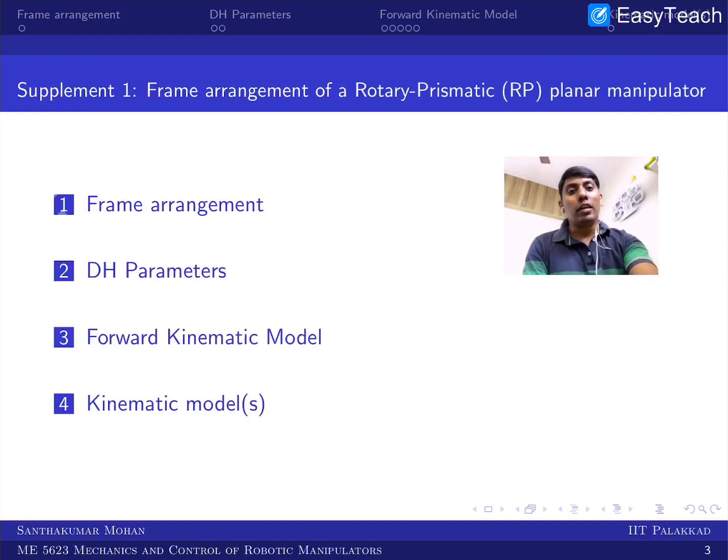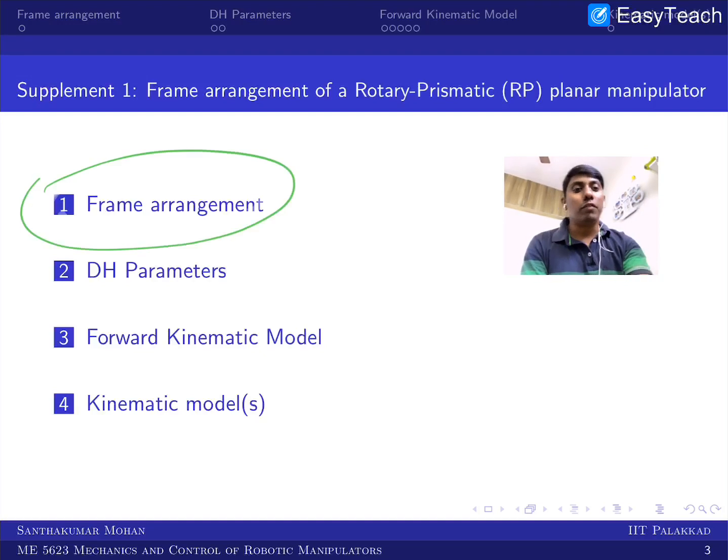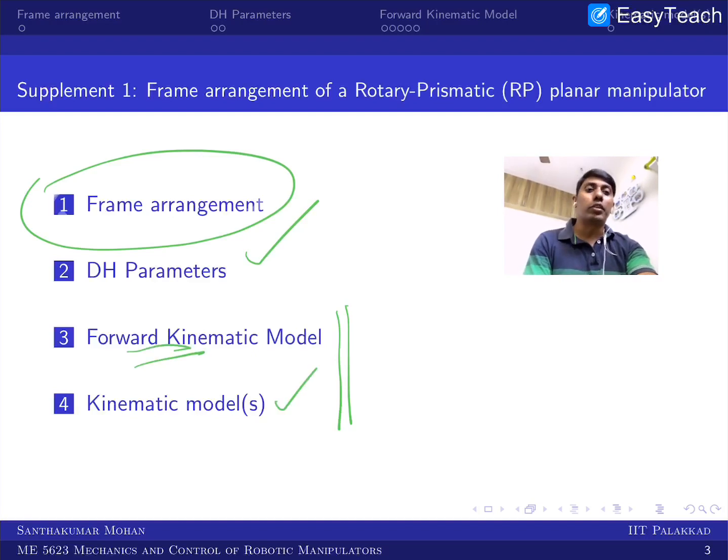In this particular subclass, we are going to see how to arrange a frame, and then how to obtain the DH parameters. Then we will see the basic way to find the forward kinematic model, and then how we can get the inverse kinematic model.